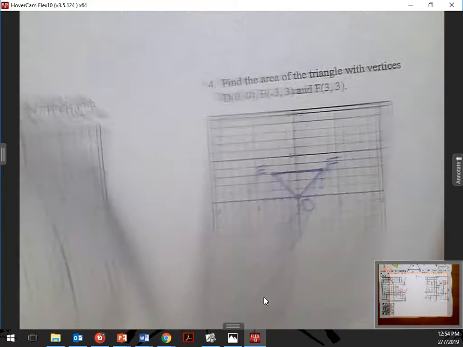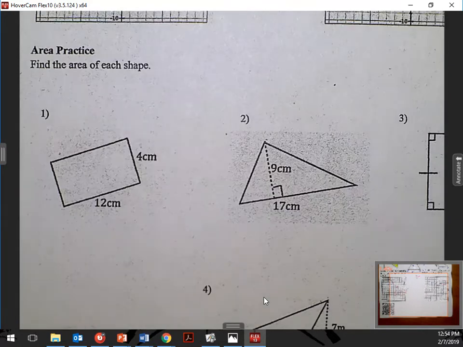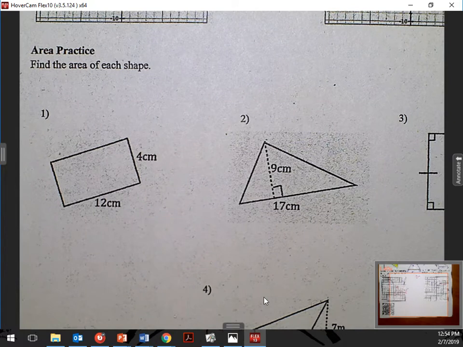Alrighty then. So let's take a look. Everything else is pretty straightforward. A lot of rectangles, a lot of triangles.